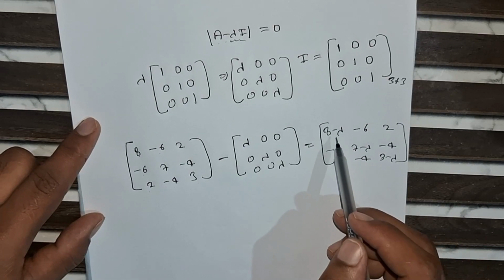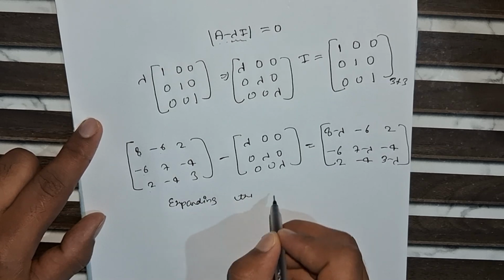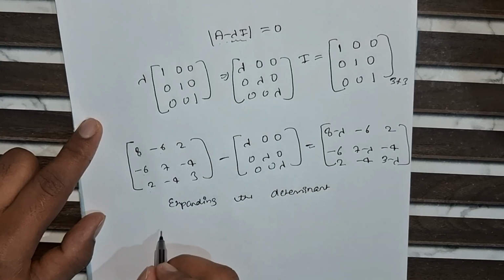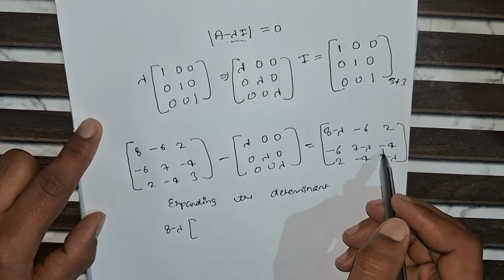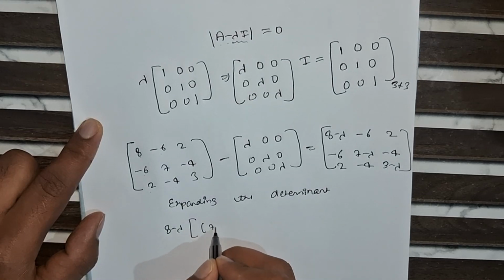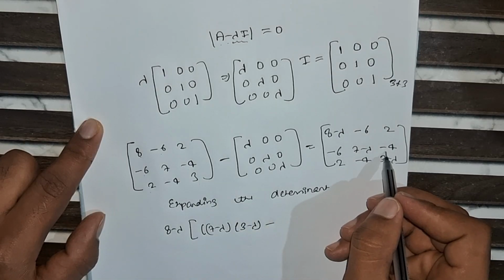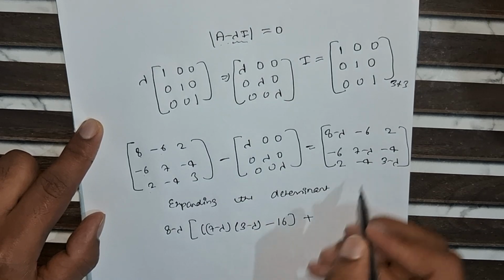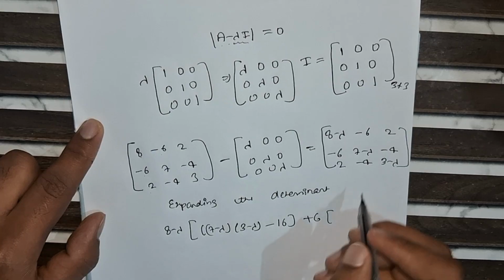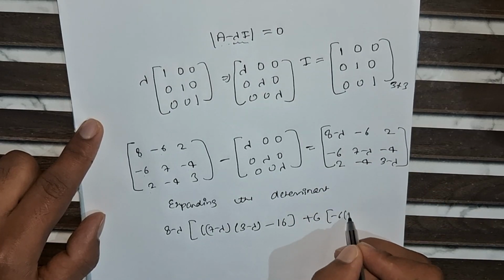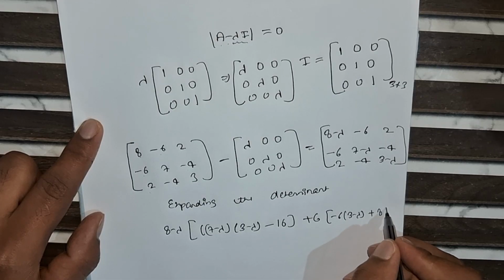So now we can expand it along this row, starting with 8 minus lambda. Expanding the determinant: 8 minus lambda into (7 minus lambda)(3 minus lambda) minus (minus 4 into minus 4), and minus 4 into minus 4 is plus 16. Then, this is minus, since position 1, 2 is odd, it becomes positive: minus 6 into 3 minus lambda, and 2 into minus 4 which is minus 8, so this is plus 8.